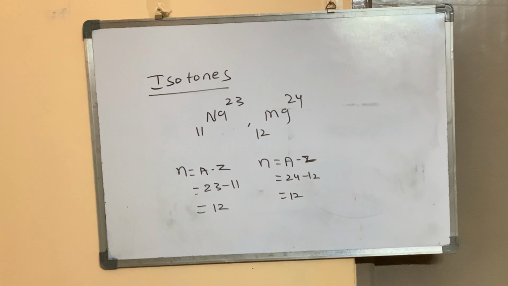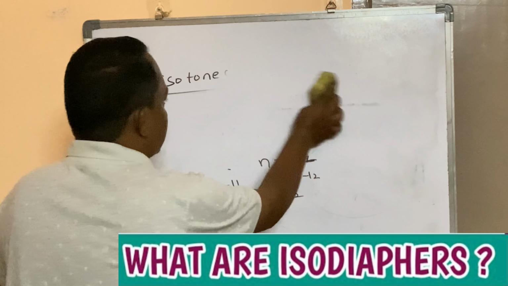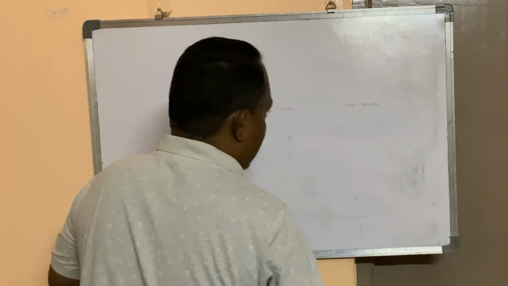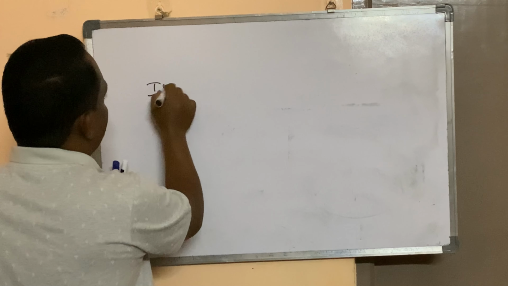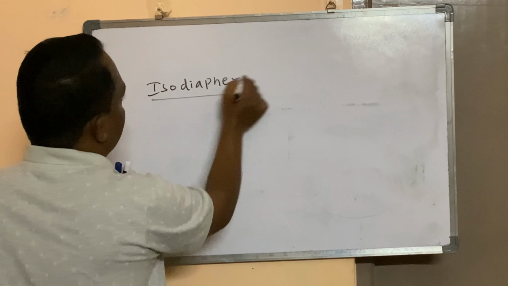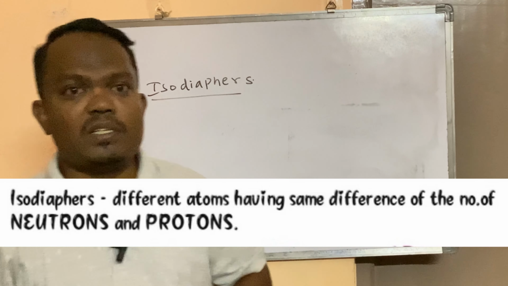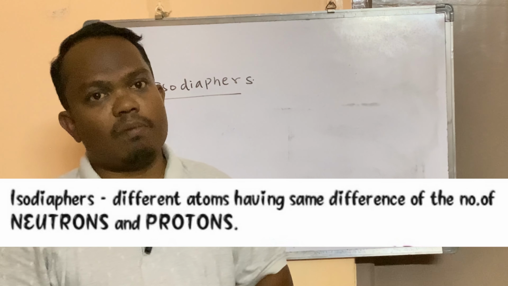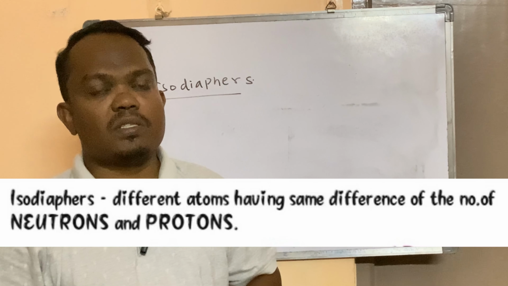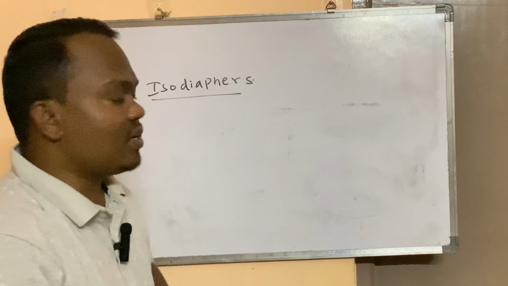Let me move on to isodiaphers. Do you know what I mean by isodiaphers? Isodiaphers also have different elements, different atomic numbers, different mass numbers, but when we take the difference between neutrons and protons, it is the same.